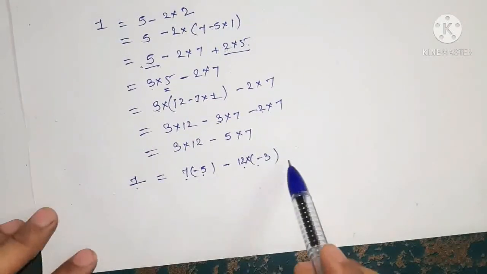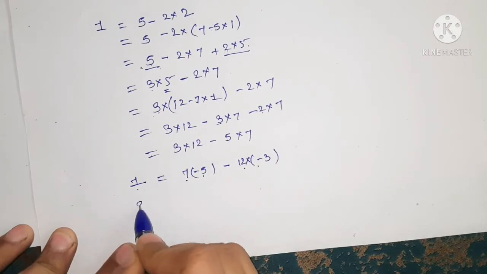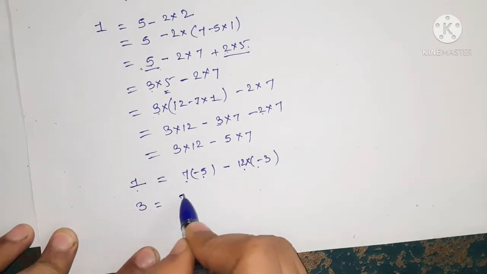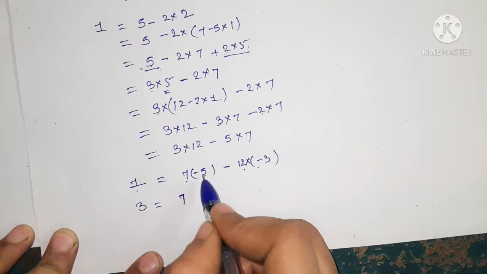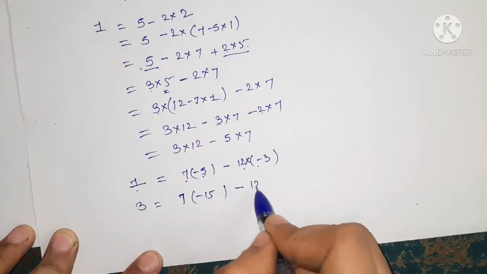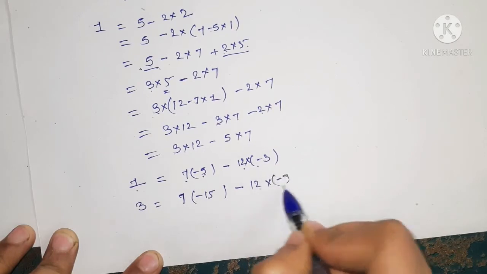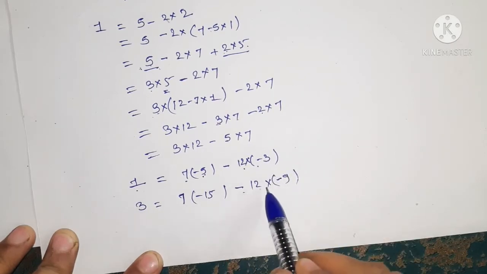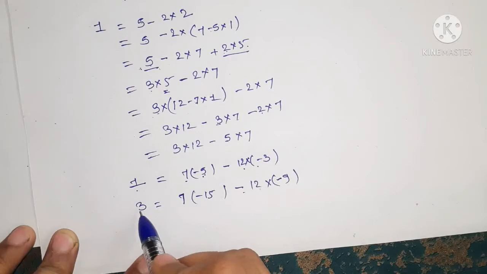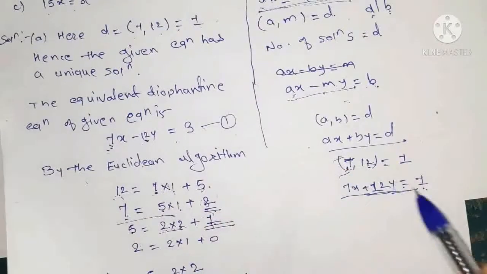So we multiply this equation by 3 and therefore we get 3 is equal to 7 into, we multiply 5 by 3, so minus 15, minus 12 into minus 3 into 3 is minus 9. So it is 7 into minus 15, minus 12 into minus 9, which is equal to 3. Okay, we give this as equation number 1.